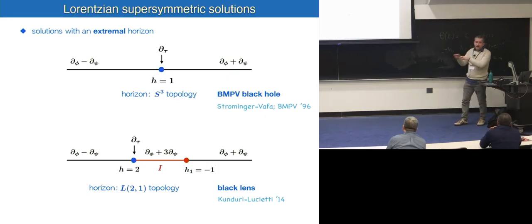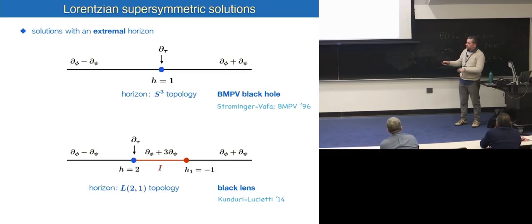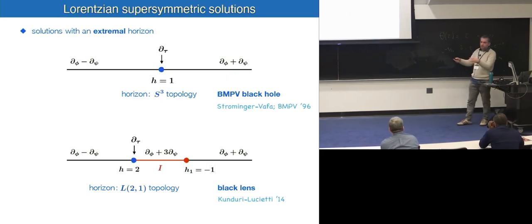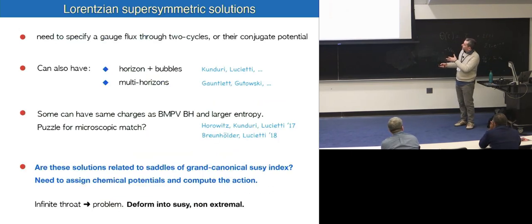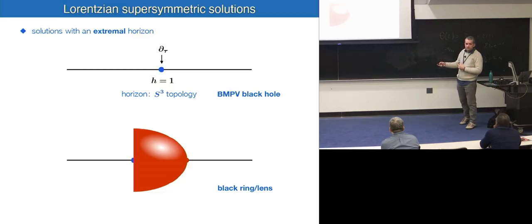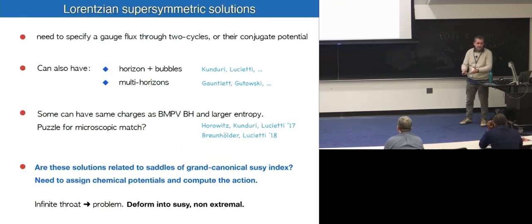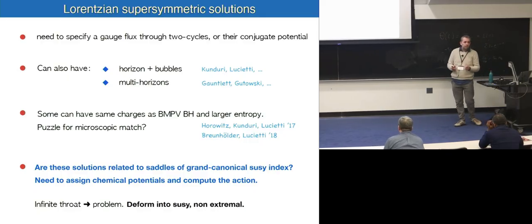So we can go on and combine rods with non-trivial topology, with horizons, and in principle construct more and more complicated solutions. These have been classified in Lorentzian signature. Also, it is important to remind that we need to specify the gauge flux through these two cycles. And this gives some additional data that should be specified in order to fix the solution. As I mentioned, we can also have combinations of these rods that may be horizon or bubbling rods.